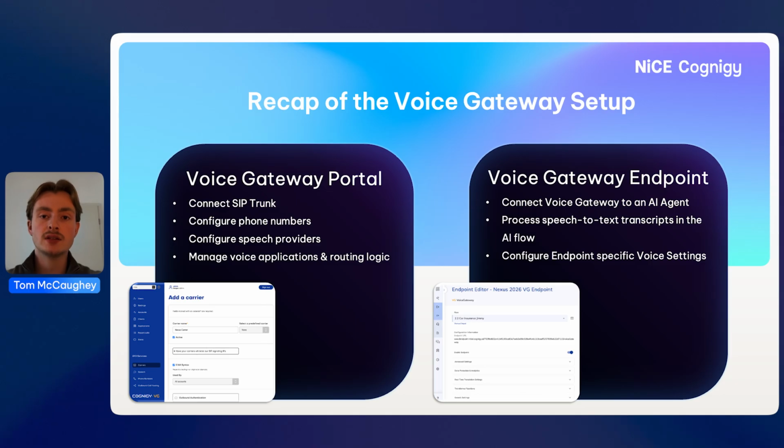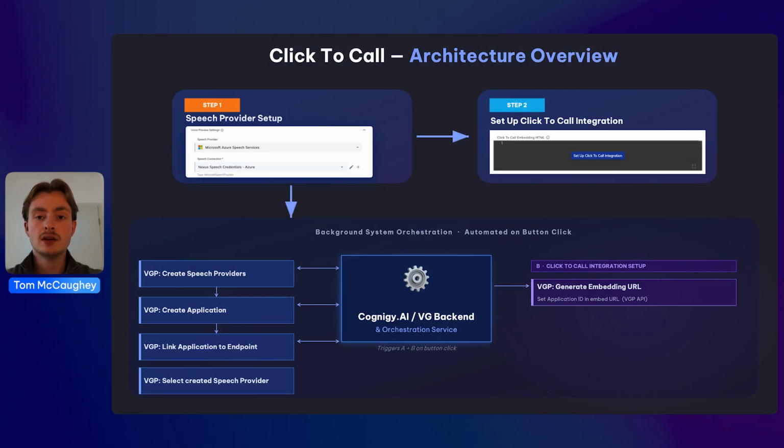In the past, when you had your typical voice agent, you would have 2 places where you have to configure it, the Voice Gateway portal and the Voice Gateway endpoint. In the portal, you would have to do things like connect your SIP trunk, configure phone numbers, configure speech providers, and in the endpoint, it would be things like connecting Voice Gateway to an agent and processing the speech-to-text transcripts, for example.